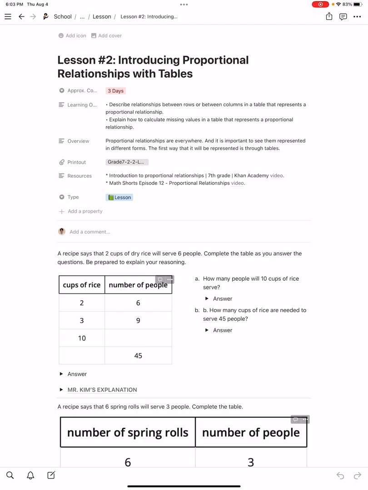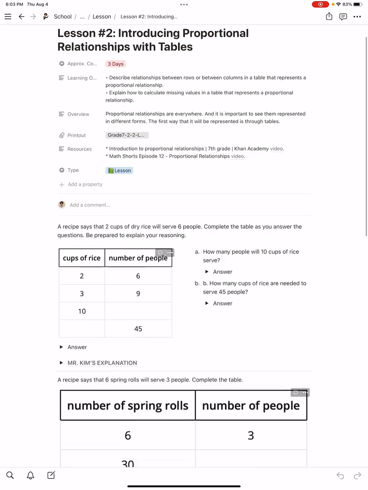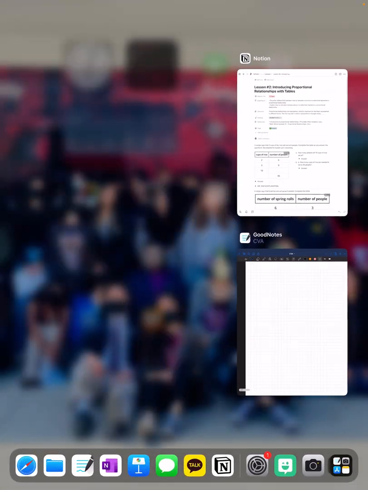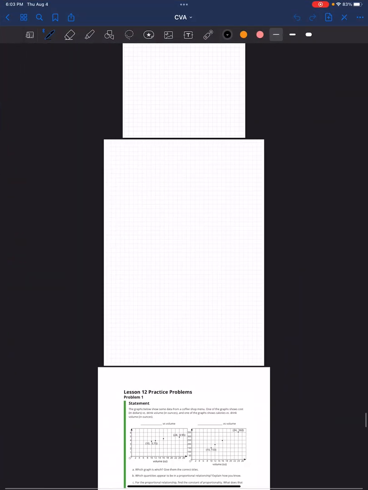All right, now what I'm going to show you guys is how to set up your notebook for doing the lessons. So for every lesson, this is what I want you guys to do. So here's my lesson, and I'm going to go through it on my notebook. And what's really important is if you guys can, please try to get a graph notebook paper because we're going to be graphing a lot in this classroom.